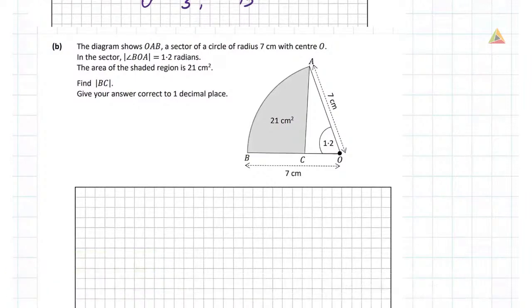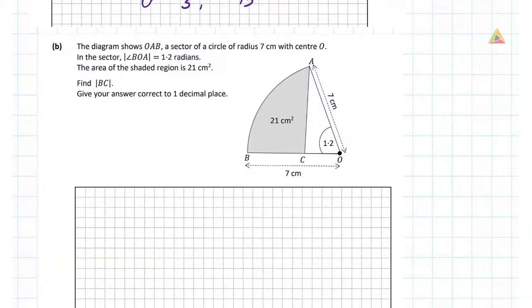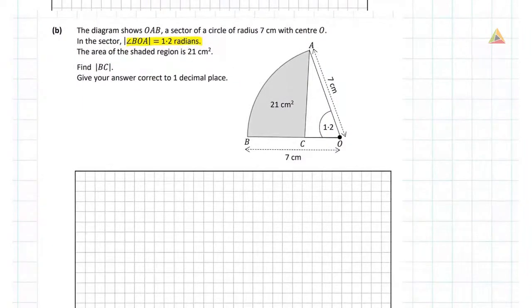The diagram shows OAB, a sector of a circle of radius 7 with centre O. In the sector, that angle is given in radians, so our calculators are already in radians for the first part, and the area of the shaded part is 21. Find the distance from B to C. So we're obviously talking area here, and what we've got is a sector and a triangle.